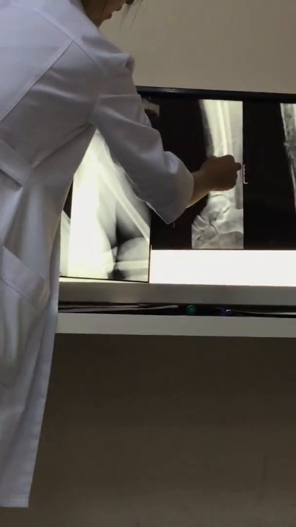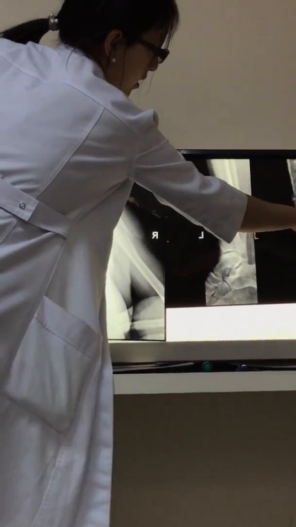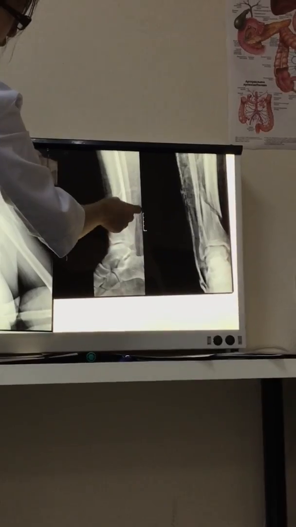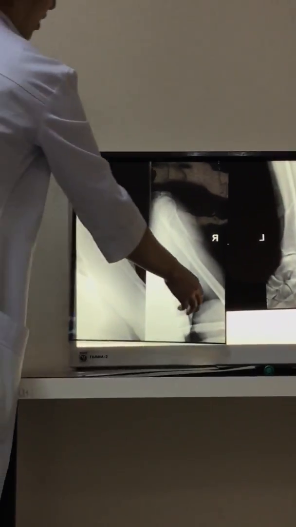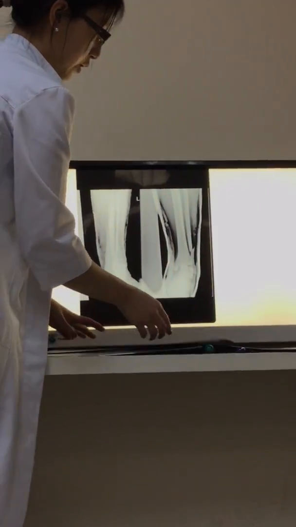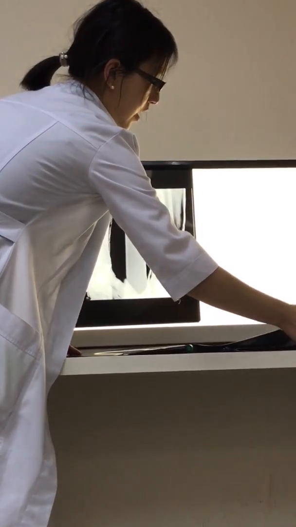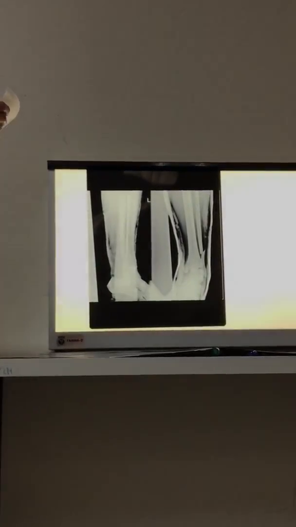This and this. We can see this line and this line, okay? 2 lines, 2 shadows. This is spiral fractures. On our example, we have oblique fracture. After this, what you should do? After type of fracture, name localization.